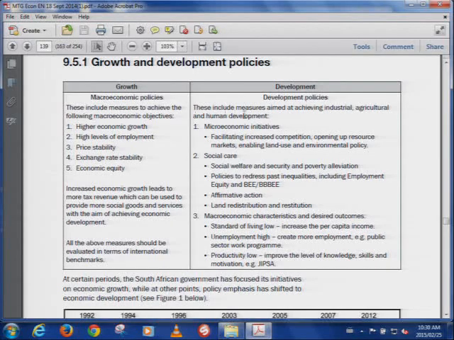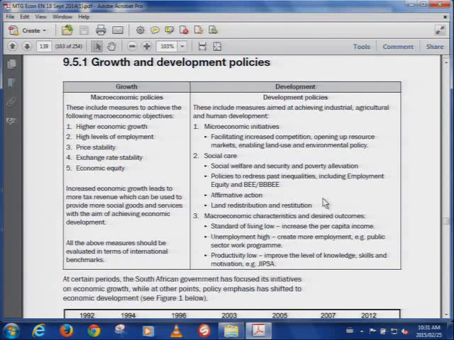Under development, these include measures aimed at achieving industrial, agricultural, and human development. The microeconomic initiatives here focus on facilitating increased competition, opening up resource markets, and enabling land use and environmental policy. Secondly, under development, social care, social welfare and security, and poverty alleviation should be very much part of development policy in South Africa.